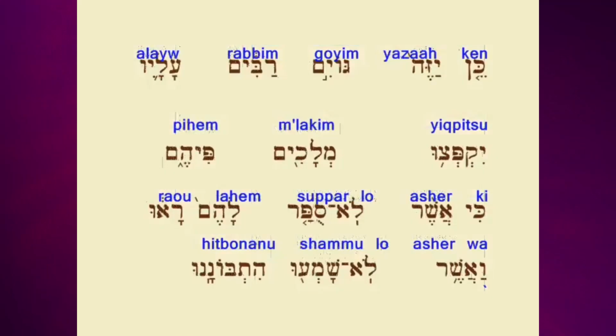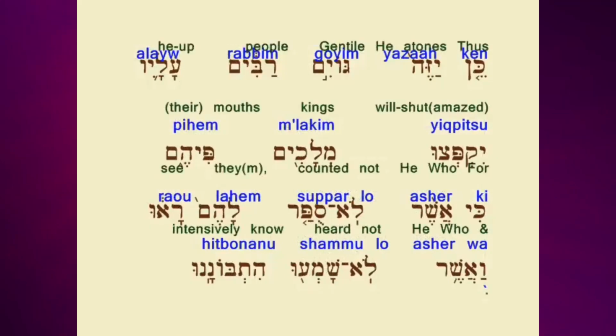Okay, Ki asher lo supar lachem ra'u. Okay, he who was not heard of, who was not recounted to them, they see. Yeah, they see him. How are they seeing him? They're seeing him in their minds. They're looking at him in their minds, through the story being told. The story being recounted.